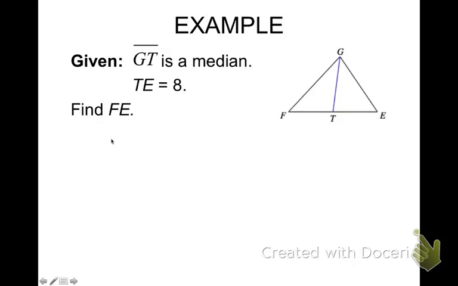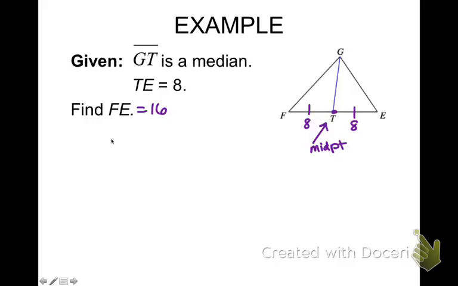So if we go to this problem right here, it's telling me that GT is a median. Well, since GT is a median, that means that point T is going to be a midpoint. So since T is a midpoint, that means FT is going to be congruent to ET. If TE is 8, what does FT need to be? 8. So then what would FE be equal to? 16. Good. Don't make it any harder than that.